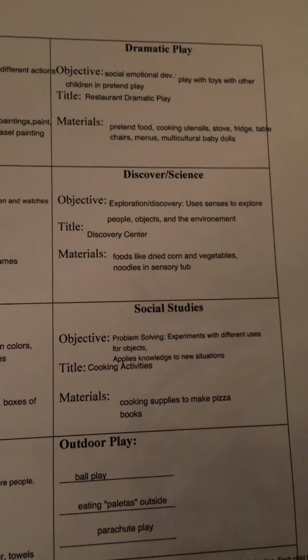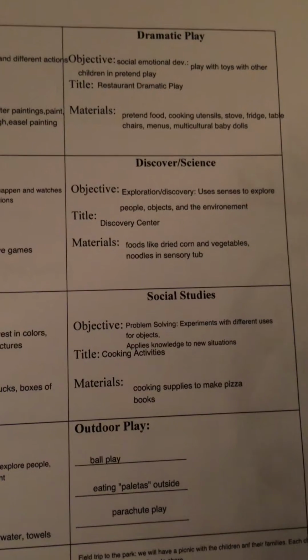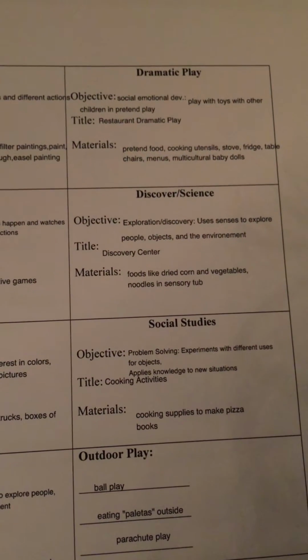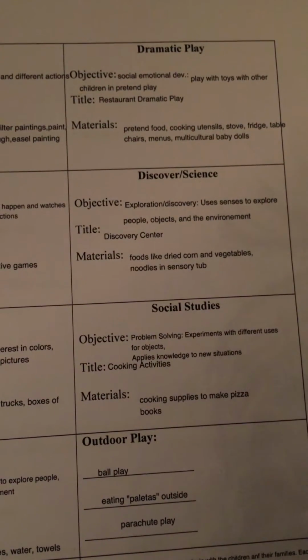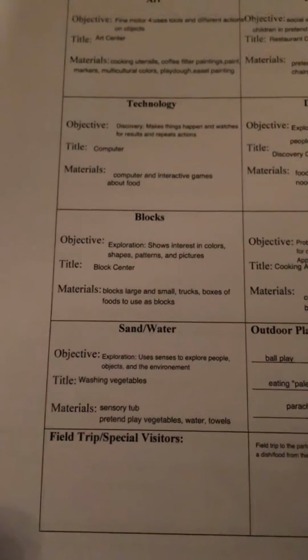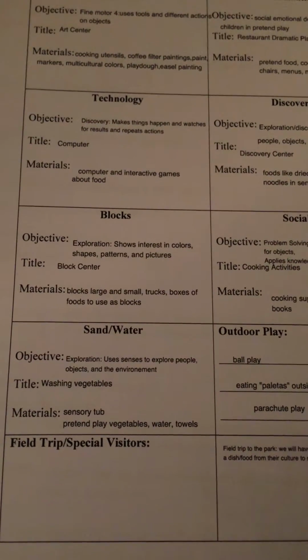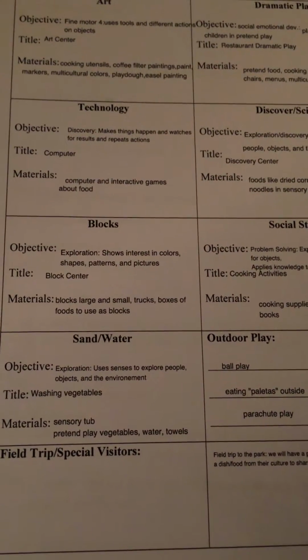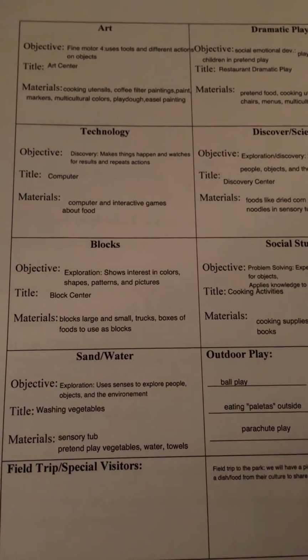For my social studies, I did my cooking activities here, and so we would have cooking supplies to make a pizza, and we would also have books. My objective would be problem solving, which is to experiment with different uses for objects and apply knowledge to new situations. For my sand and water, I would have washing vegetables in the sensory tub. So we would need a sensory tub, pretend play vegetables, water, and some towels. My objective would be exploration, which is to use senses to explore people, objects, and the environment.